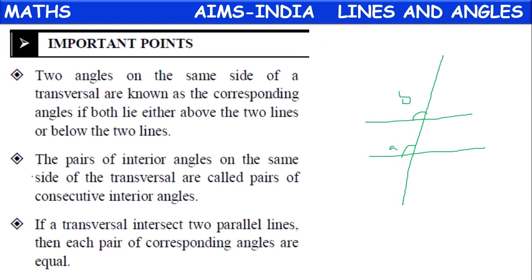Next, the pairs of interior angles on the same side of the transversal are called pairs of consecutive interior angles.